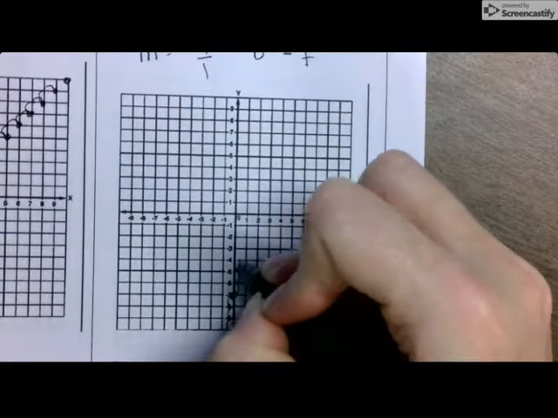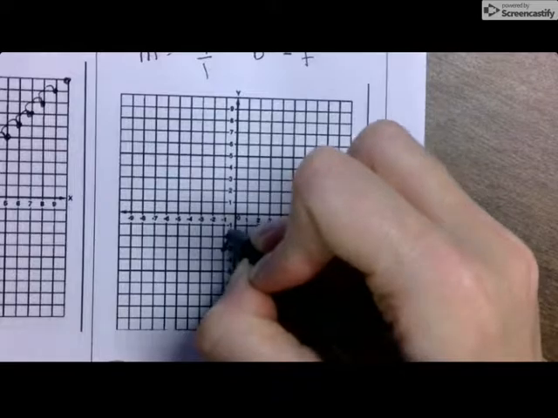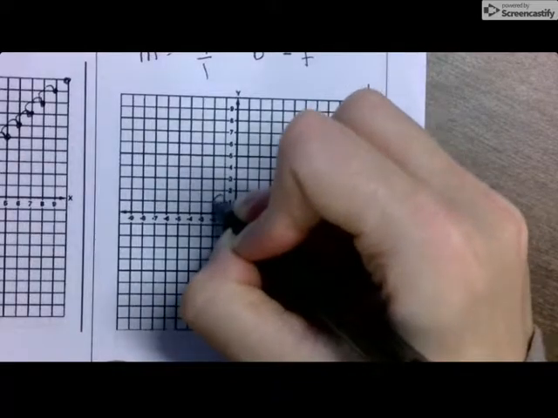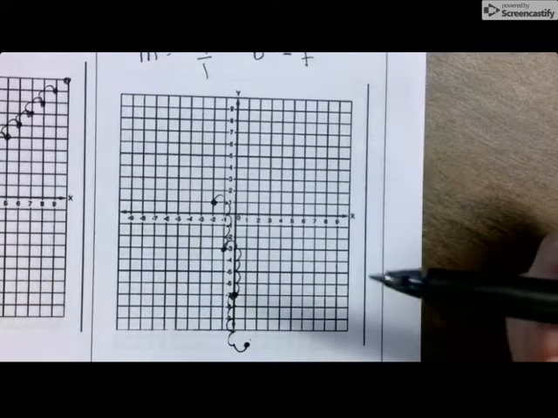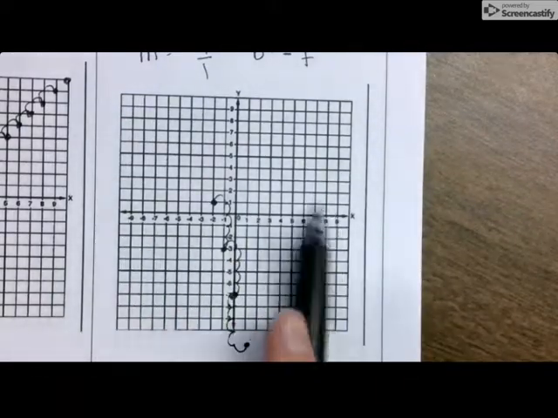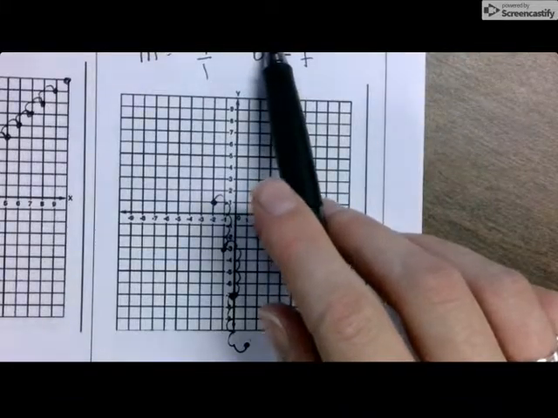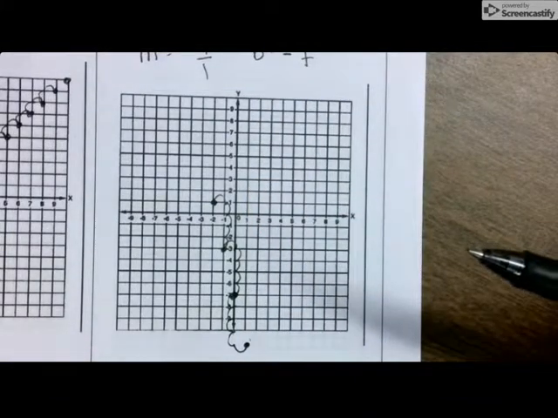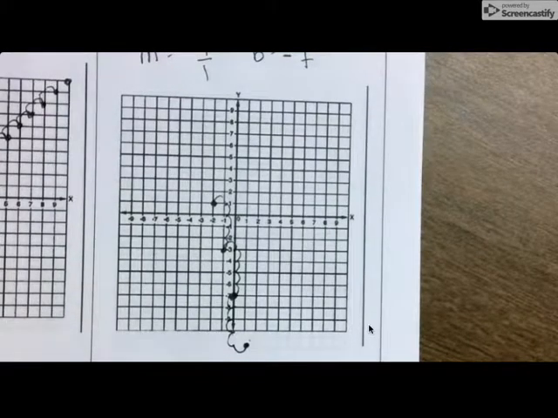1, 2, 3, 4 over 1. Okay? And you could keep doing that. A great way to check yourself is as you go left to right, is your graph going down? Since this is a negative slope up here, is your graph going down? It is, so we plotted it correctly. Okay? I want you to try and do the next one.